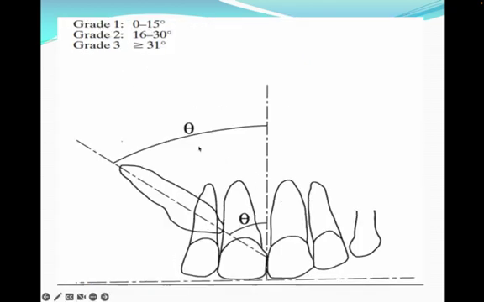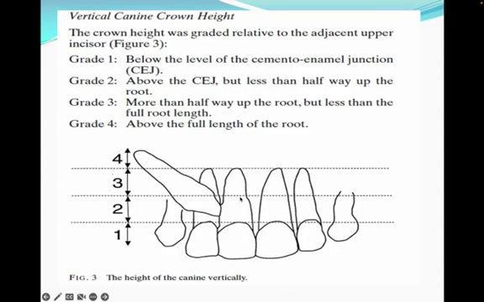which makes it a more difficult canine. We also look at the alpha angle, which is basically the angle made by the long axis of the canine and the mid-sagittal plane. The greater the angle, the more horizontal the canine, and the more difficult it is to align. Then we look at the vertical height of the canine, which you divide into 4 grades. At the level of the crowns of the incisors, or below the level of the cemento-enamel junction, it means it's an easy canine. If it is above the apices of the roots, then that's a very difficult canine to be aligned.